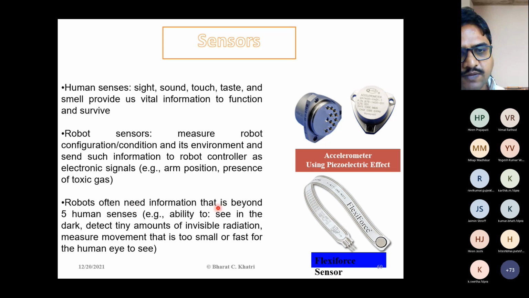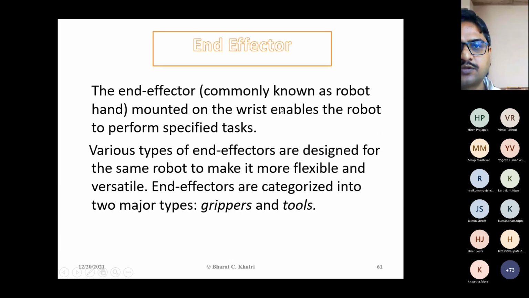So robots often need information that is beyond the 5 human senses, right? So the ability to see in the dark can also be possible in the robot. We have the sense that we can see things only in the light, but without light the robot can also see by using infrared and things. So that type of senses can be given to the robot also. So sensor is a very important component.